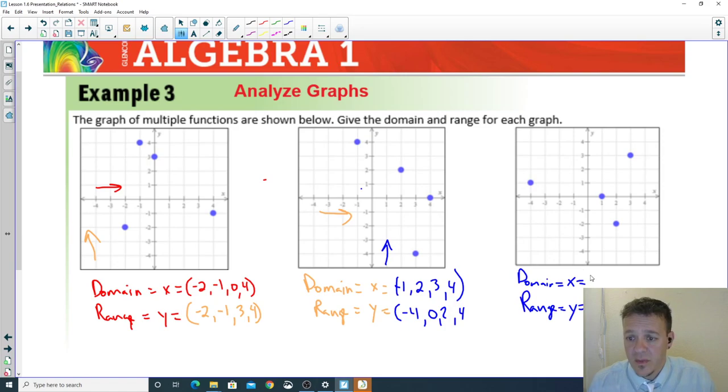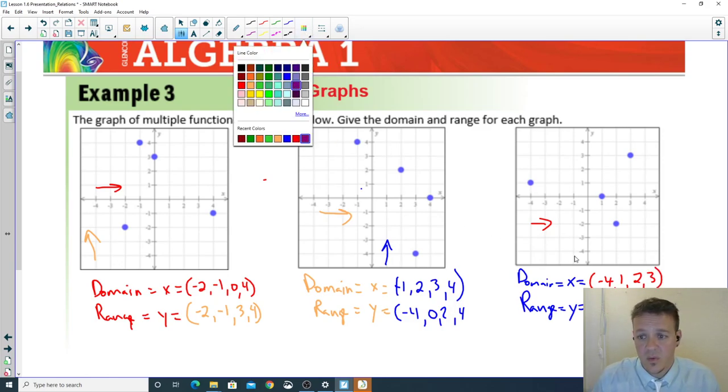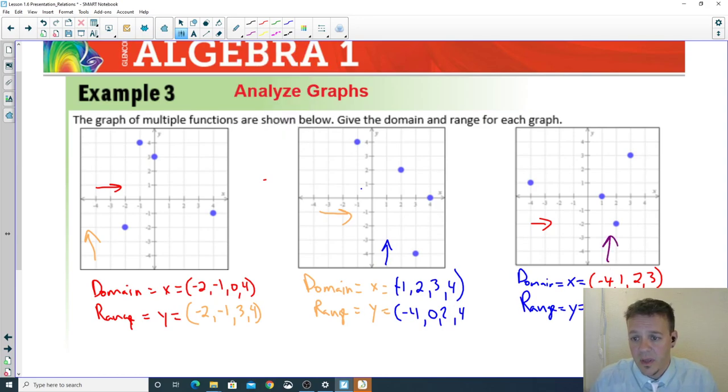All right, the domain, left to right, going this way: -4, then my next x value is 1, the next one is 2, and the last one is 3. Then we'll go purple for the range, going from the bottom up: -2, then I've got one at 0, a point at y is 1, and a point at y is also 3, just like that.